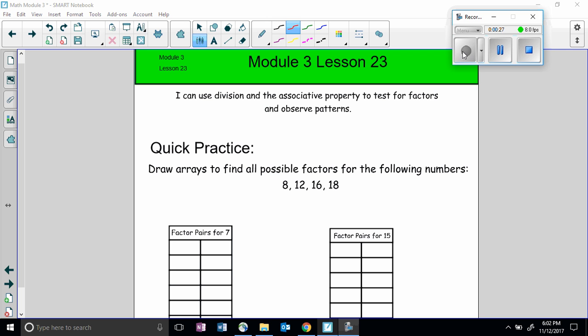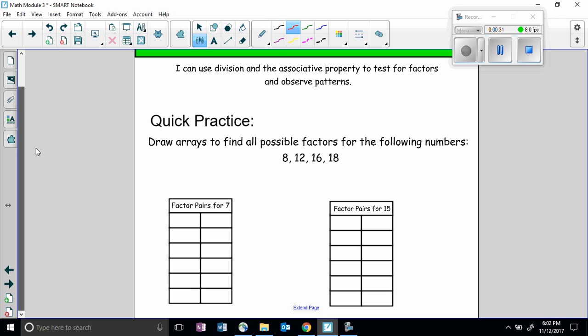Well, what's really cool is we saw some of those patterns yesterday. When we doubled this side, we halved this side, and it would do the same if you reversed it.